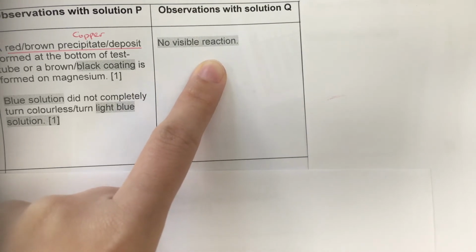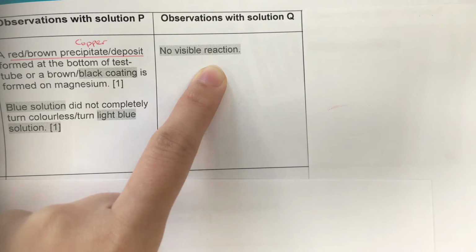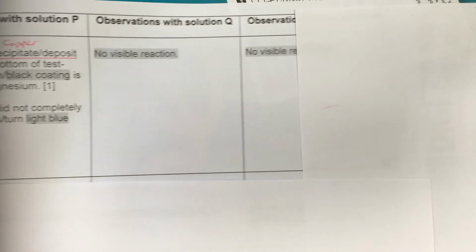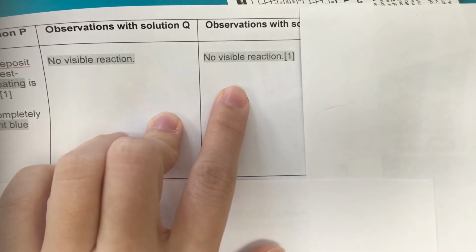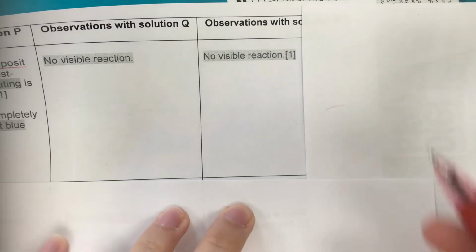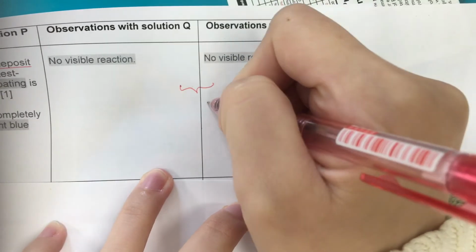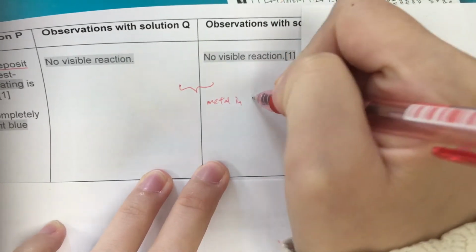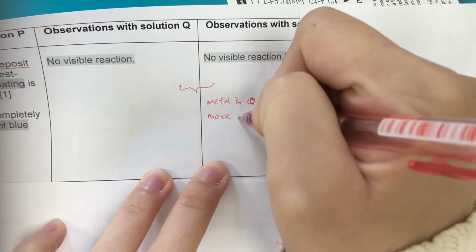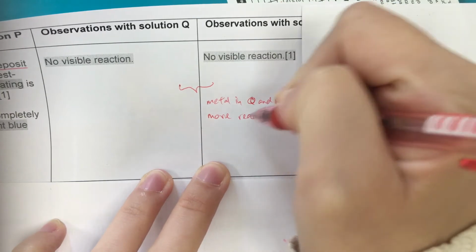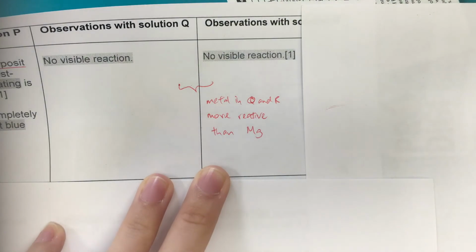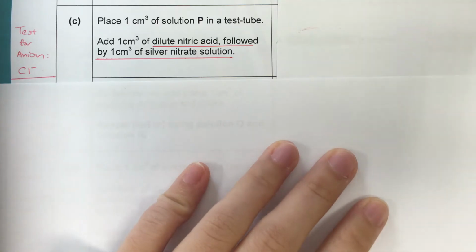For solution Q and R as well, there is no visible reaction. No visible reaction means there was no displacement taking place, which means likely this magnesium could not displace the metal in Q and R. So magnesium must be less reactive. Okay, so here I'm writing that the metal in Q and R is more reactive than magnesium, which is why magnesium metal cannot displace it.